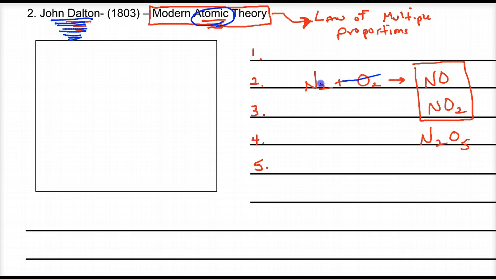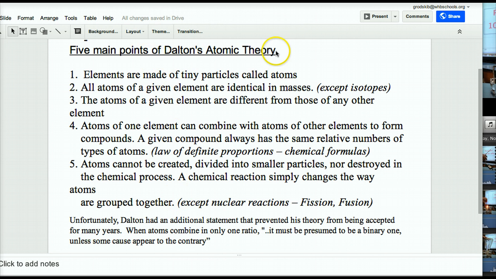So what I'd like you to do is go find those at least 5 different postulates that are listed in the presentation I have for you. I'm going to go there now. So here are the 5 main points of Dalton's atomic theory. Elements are made of tiny particles called atoms. All atoms of a given element are identical in mass.